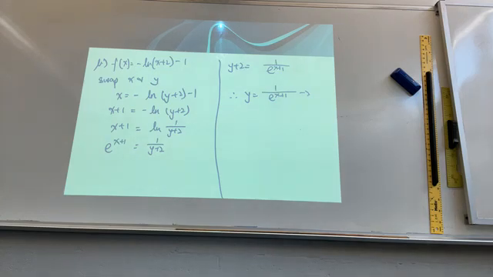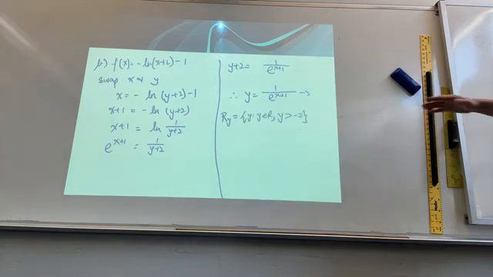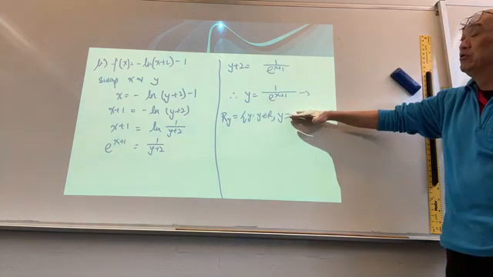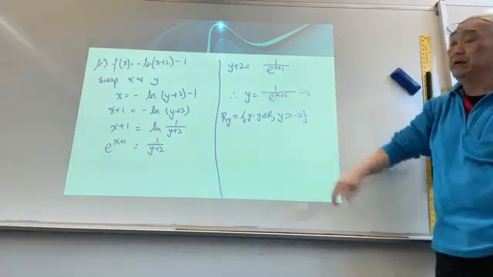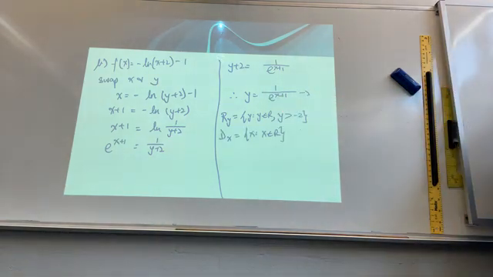Now, the domain: y has to be greater than 2, because that cannot be 0, and x can be any number. Nice. That's all. So the important thing is to recognize you need to use a point and know your transformation.